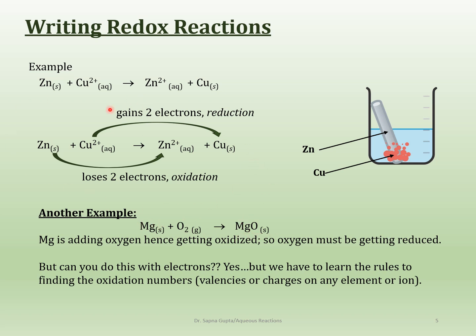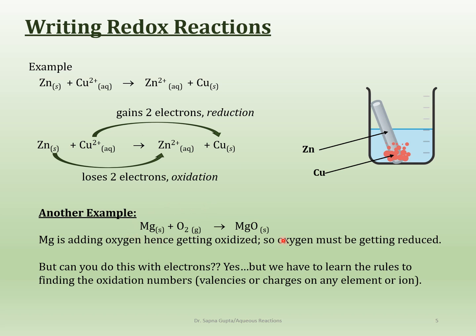So for example, in the zinc and copper, this was happening at the same time. So here also it's happening at the same time. Here magnesium is getting oxidized, so it means oxygen must be getting reduced. If you know one chemical that is getting oxidized, then you know the other one must be getting reduced. You don't have to have too much debate with yourself about this.